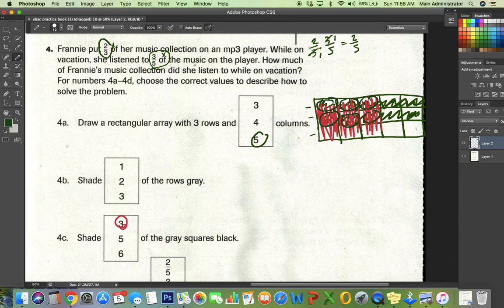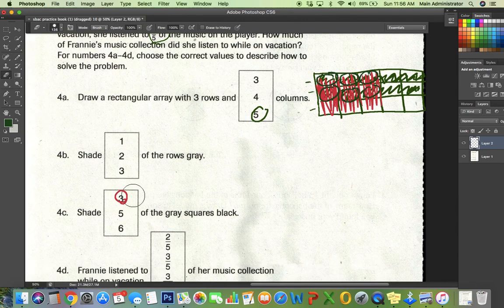Oh, so I didn't shade 3 squares. 1, 2, 3, 4, 5, 6. I shaded 6 squares. It asks me squares, not columns. If it said how many columns, I would have said 3 because it's 1, 2, 3. But it said squares, which is kind of tricky. And how many did I do? Well, remember, there's my squares right there. You see them? So I did 1, 2, 3, 4, 5, 6. So it's 6.